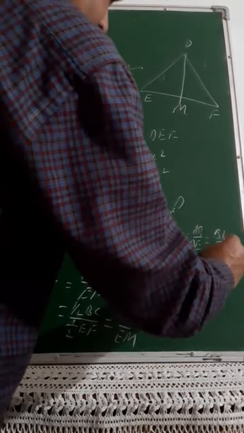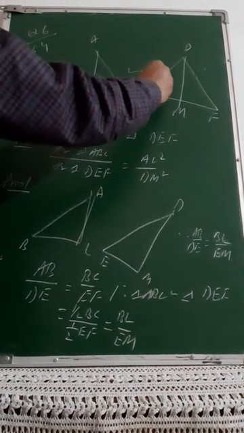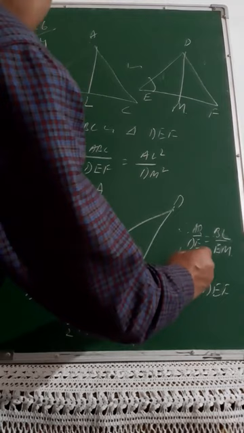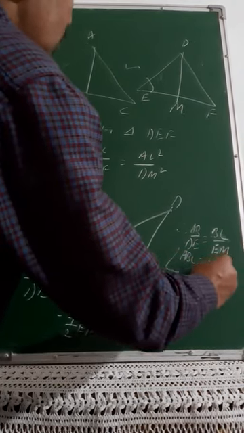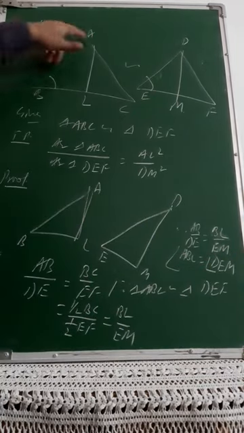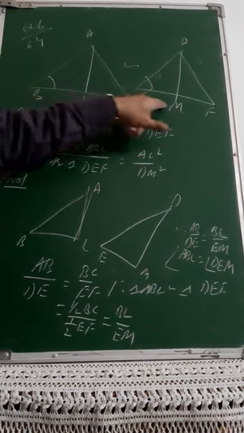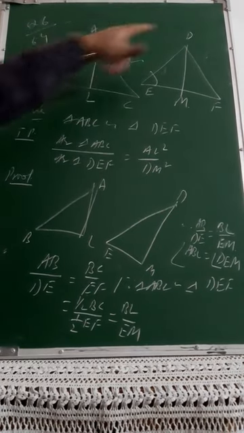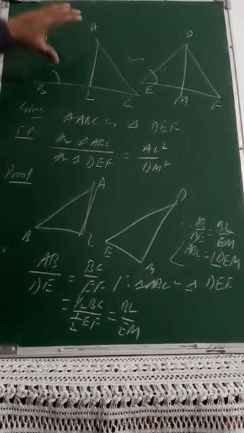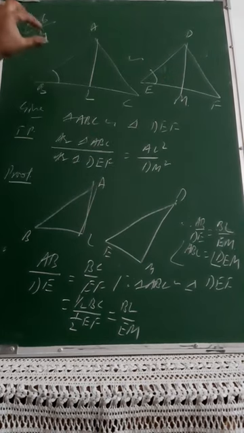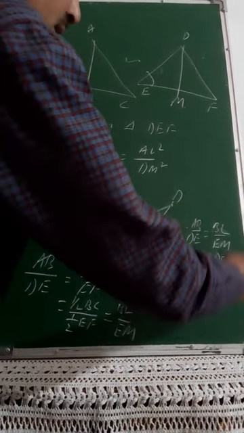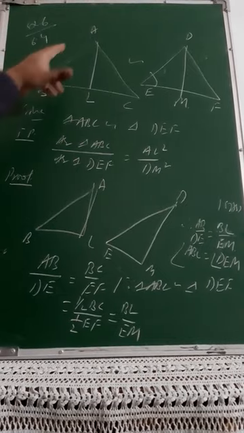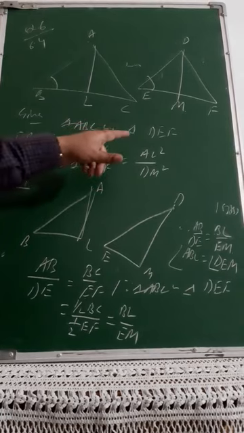AB upon DE is equal to BL upon EM, and this angle also is equal to this angle. Why? Again triangle ABC is similar to triangle DEF. So angle ABL is equal to angle DEM, because ABC will be equal to DEF, and BLC and EMF are collinear. So this upon this is equal to this upon this, and this angle is equal to this angle. So triangles ABL and DEM are similar by SAS.